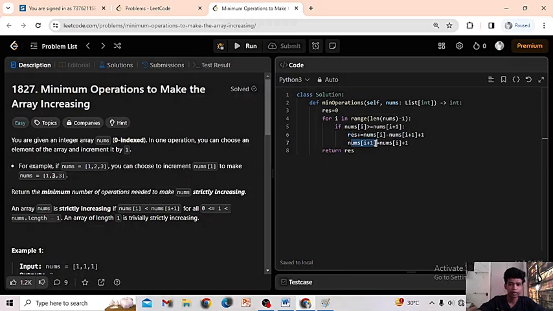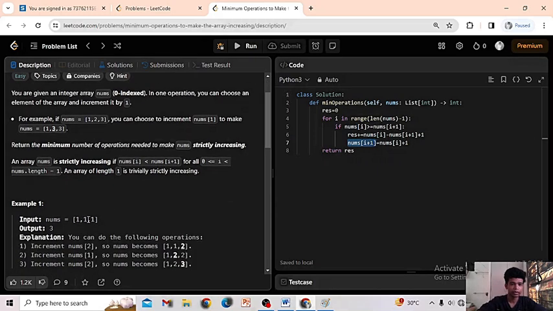Now nums of i plus 1 is equal to nums of i plus 1, right? See here, I have already told you nums of i plus 1 means the next element. Just see here, after doing the operation, my 1 will become 3, right? So I want to update it. So I have updated it here, right? Then I am returning the result.